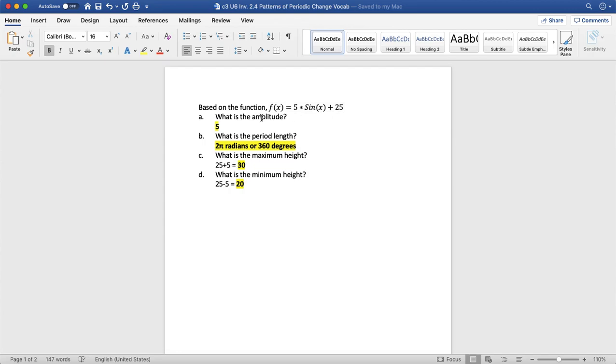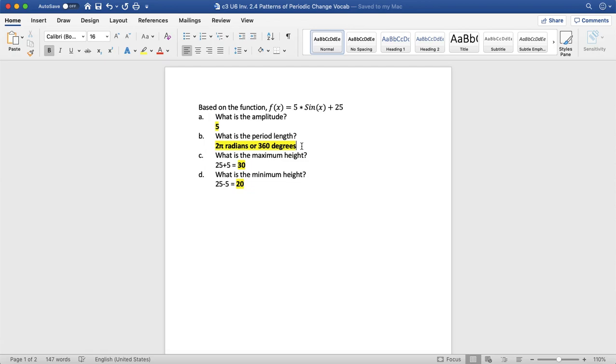As we said in the video, the amplitude is always whatever that a value is, the positive version of it. So we've got a positive 5, right? The amplitude is 5. If that 5 did not exist, we would have an amplitude of just 1, an invisible 1.